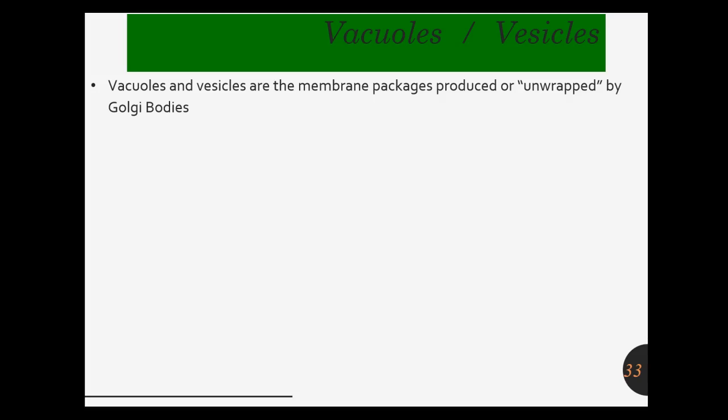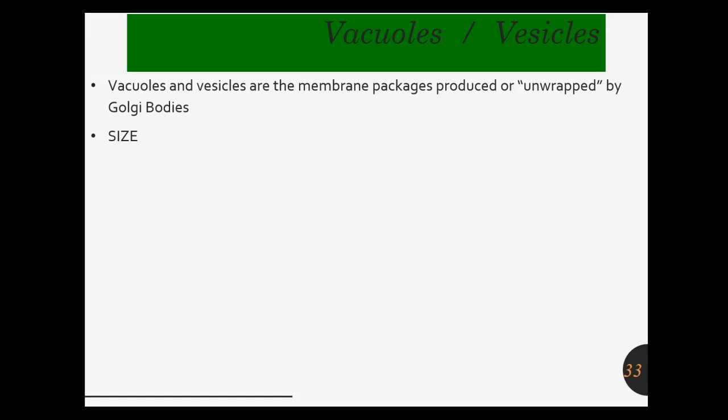So vesicles and vacuoles are membrane packages, and it says they are unwrapped by Golgi. We know if something goes to Golgi, it unwraps it, modifies it, repackages it in a vesicle, and that vesicle, again coming from Golgi, would move either to the plasma membrane for exocytosis or to some other parts of the cell. So the main difference between the two is going to be the size.